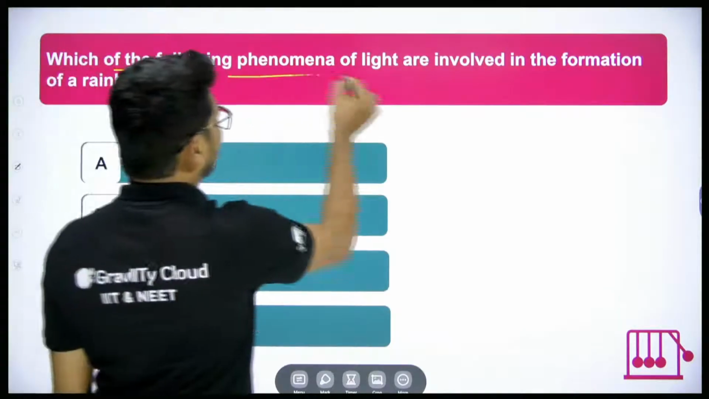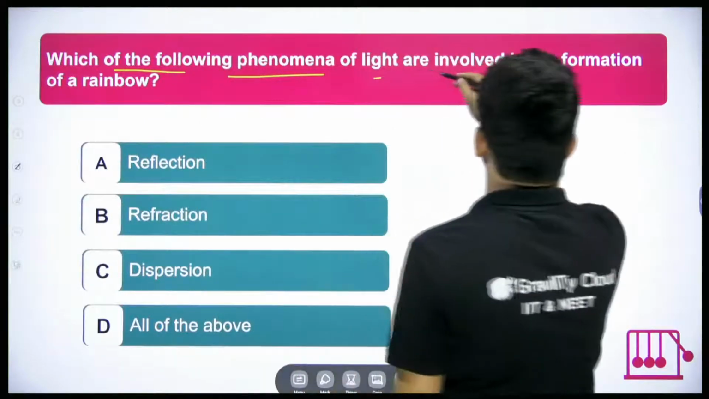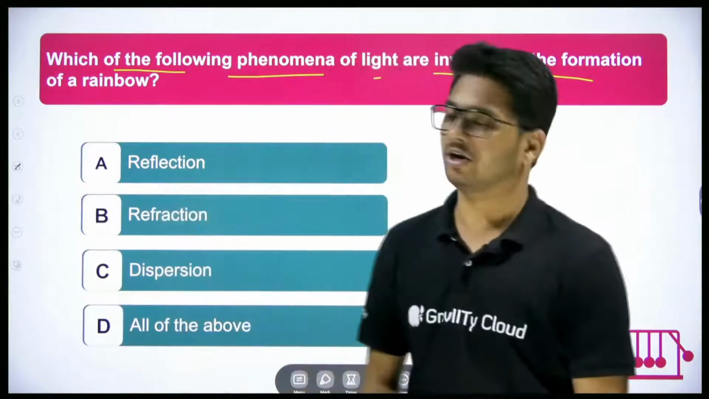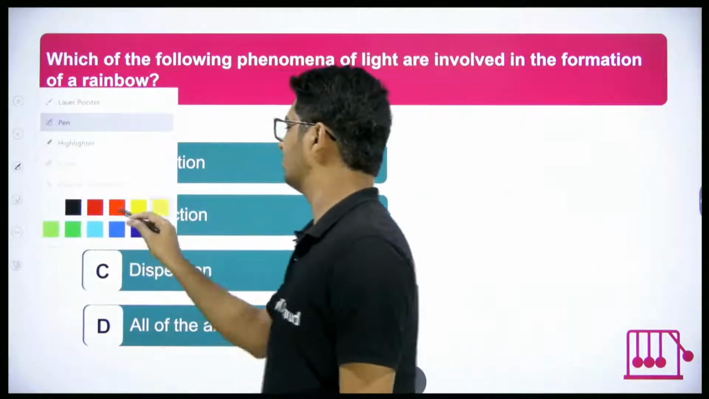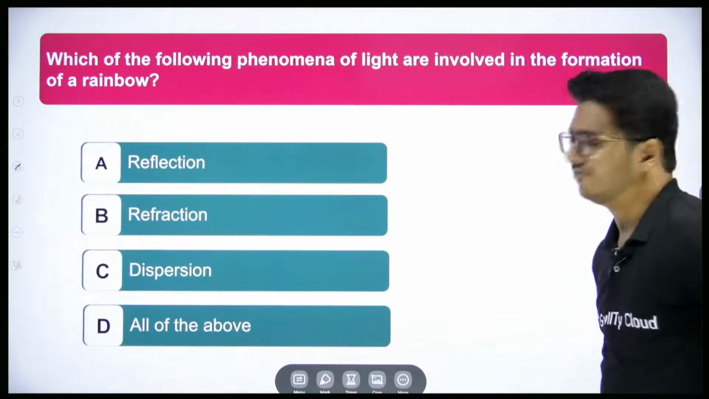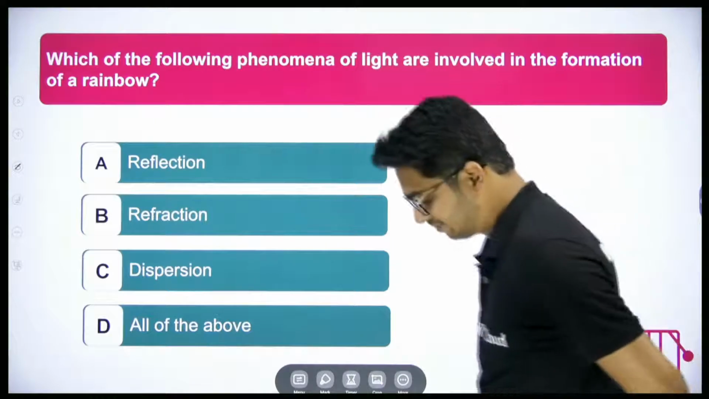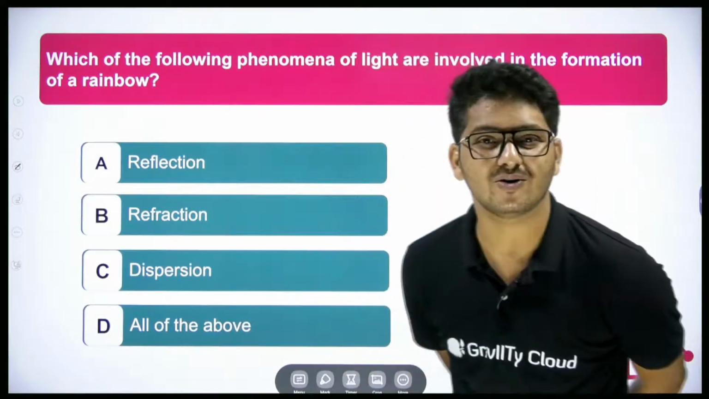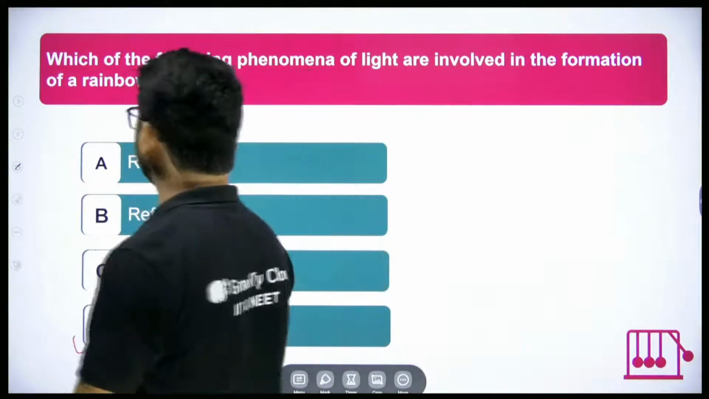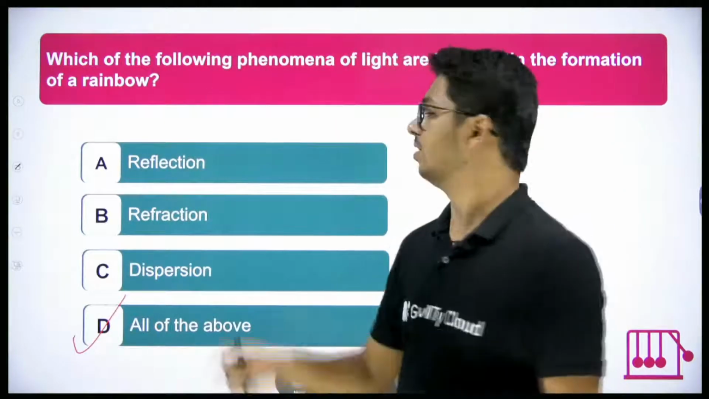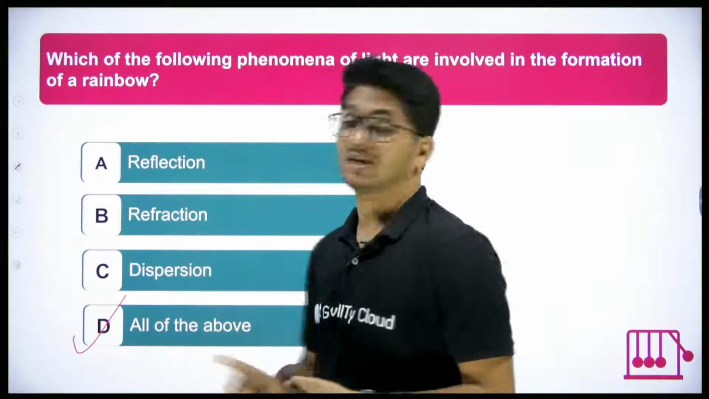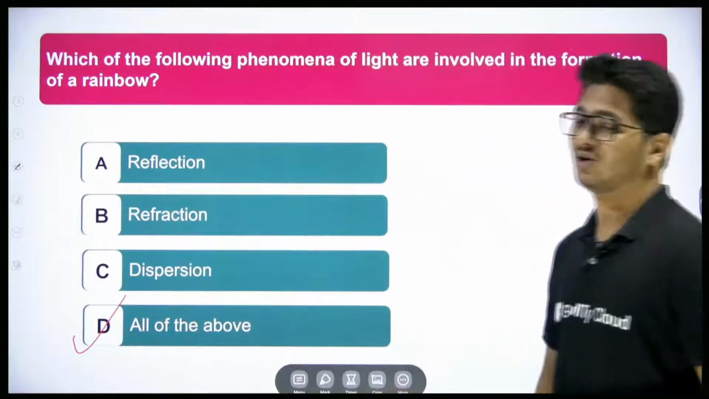So next question for us. Which of the following phenomena of light are involved in the formation of a rainbow? What is the answer going to be, everyone? Very quick answer, very simple. Reflection, refraction, dispersion, or all of the above? And the answer is option D, all the above phenomena are involved. Reflection is involved, yes. Refraction is involved, yes. Dispersion is involved, yes. All of them. Good.